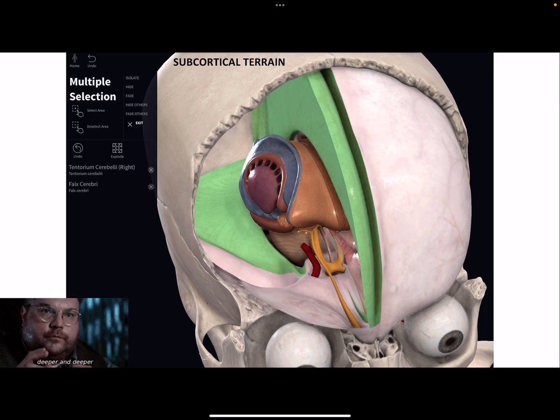Moving down into subcortical terrain, again, we have the falx cerebri, we have the tentorium cerebelli, we have the corpus callosum, we have the ventricles, we have the basal ganglia. Here you can see a little bit of the hippocampus and the amygdala.